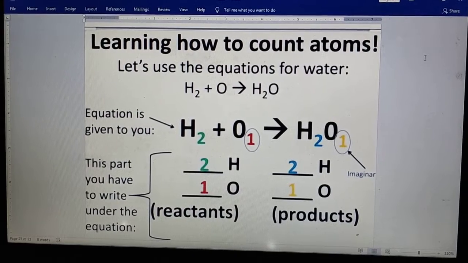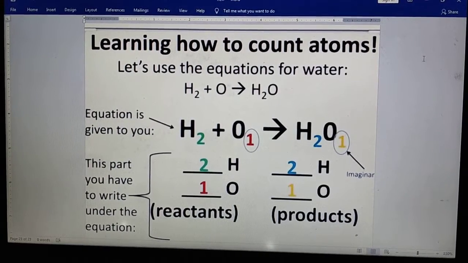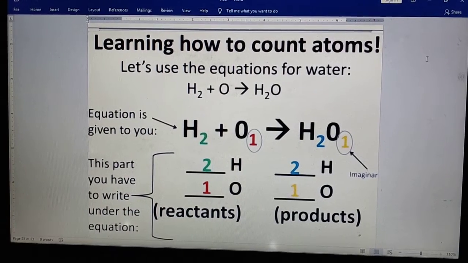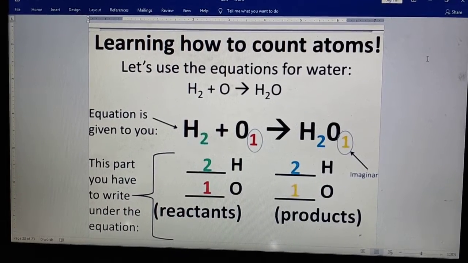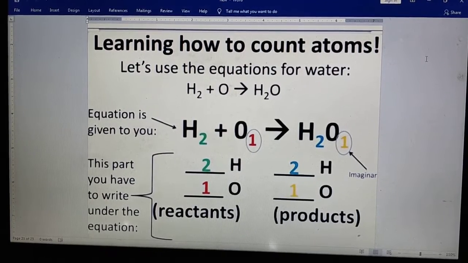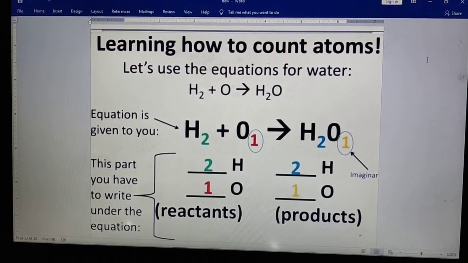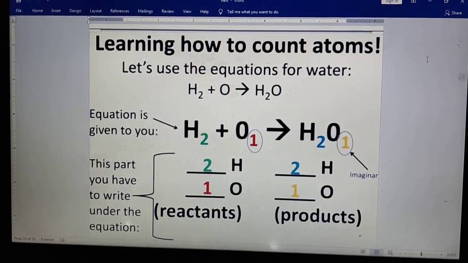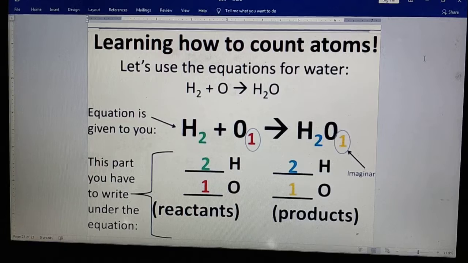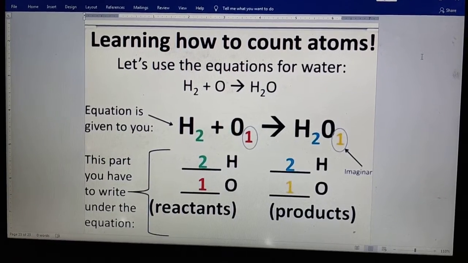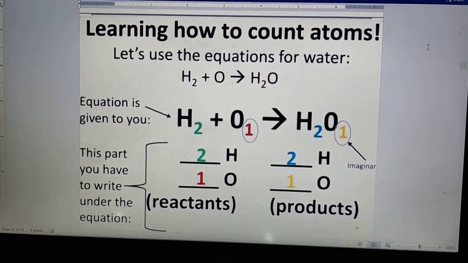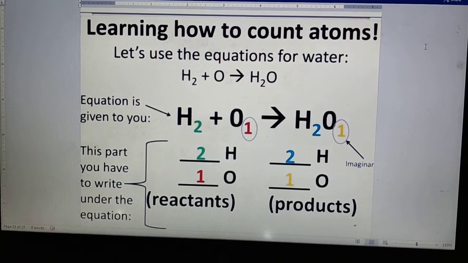In this slide, you can see how to count atoms. Let's use the equation for water. H2 plus O become H2O. This part you have to write under the equation. The left part is reactants and the right hand side is product. Here the number of atoms of reactants is equal to the number of atoms of product.